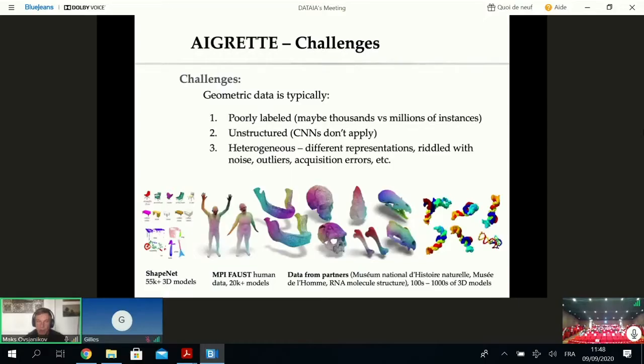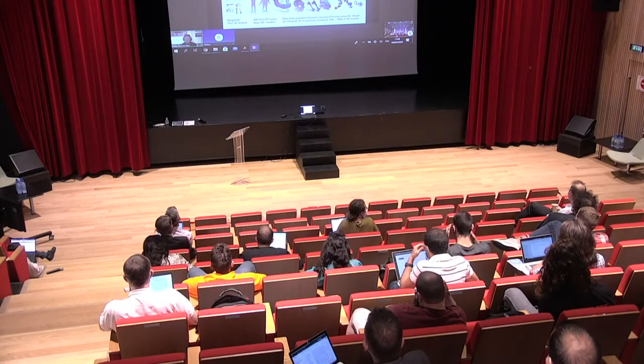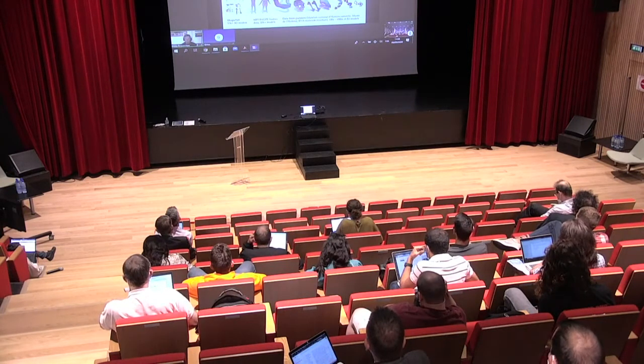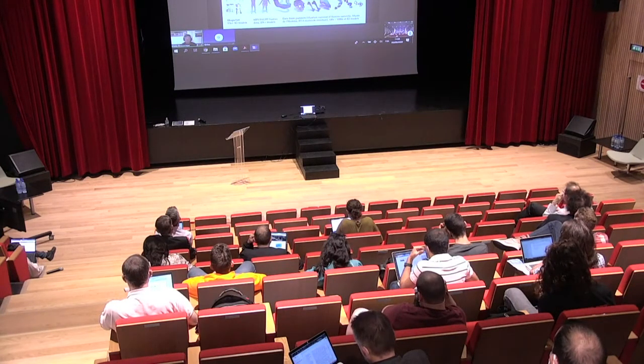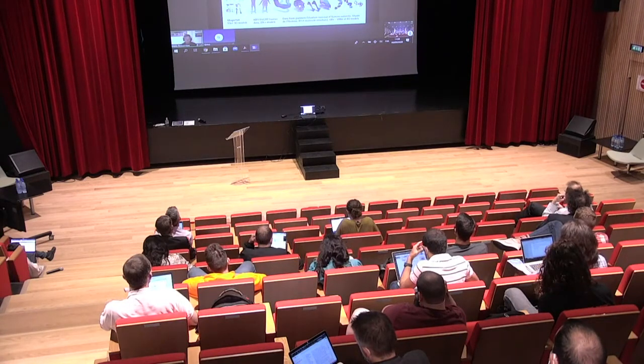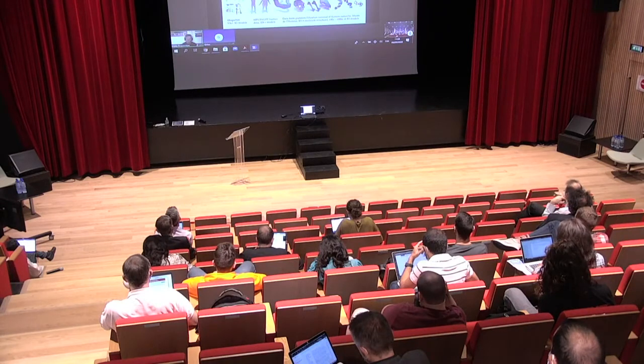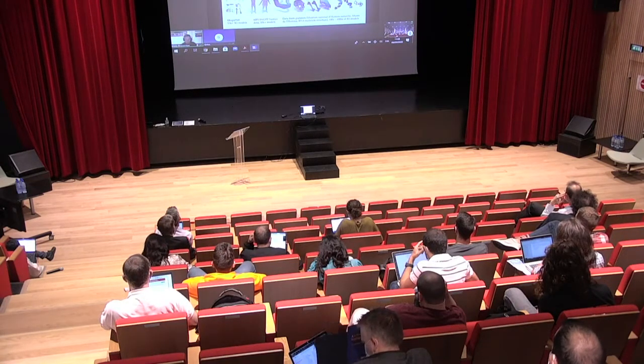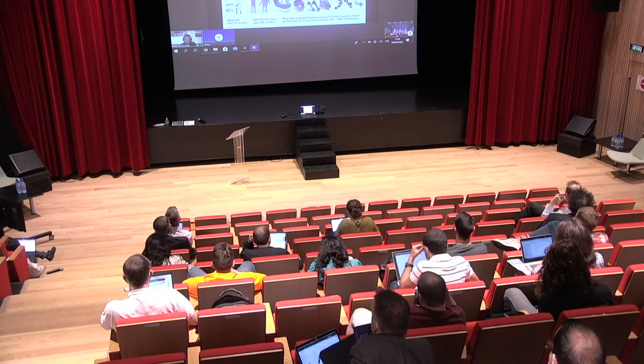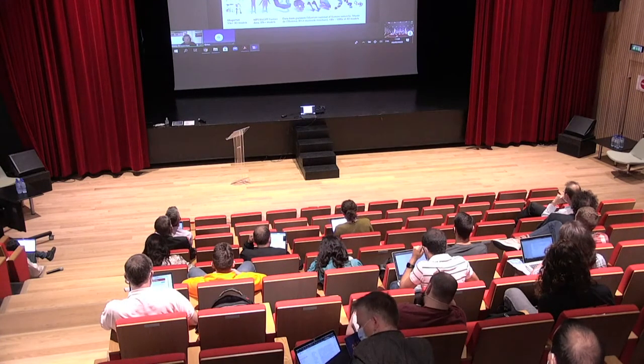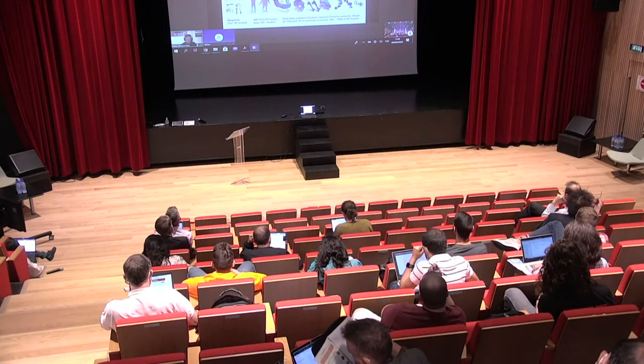And another challenge, as I mentioned, is that our data often comes in different representations. And also what's very important is that it's riddled with noise, outliers, acquisition errors, etc. So, 3D acquisition is nowhere near as accurate as 2D acquisition. And so whenever you're dealing with this kind of data, and I think this is something that we've heard in a few other presentations already, this notion of robustness has become very important because especially in this kind of acquired data, you have lots of noise. You have to deal with this.